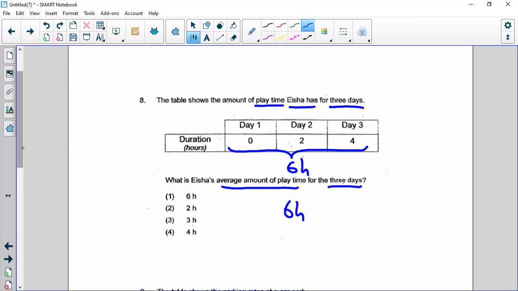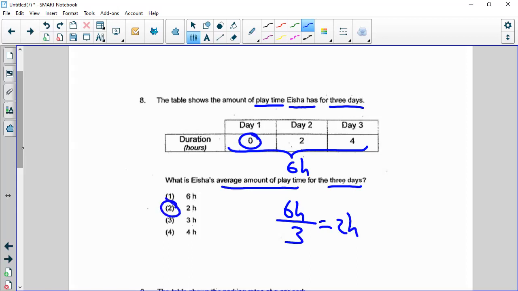You should not divide by 2 days. Some of you divided by 2 days because you thought that this one is not counted, even though there's 0 hours. Even though it's 0 hours in day 1, it's still counted as 1 day. So you take 6 hours divided by the total number of days, which is 3 days, and you will get the average time, which is 2 hours.